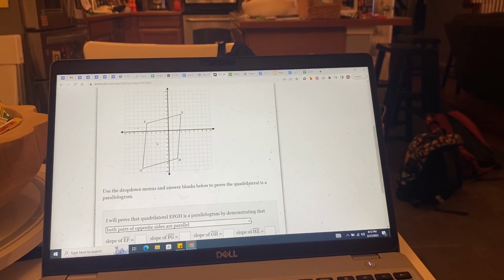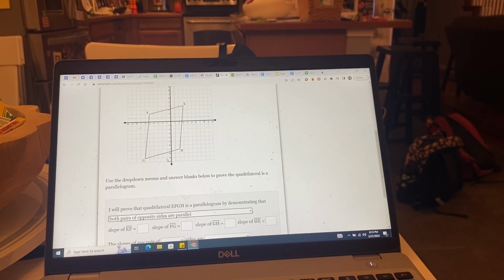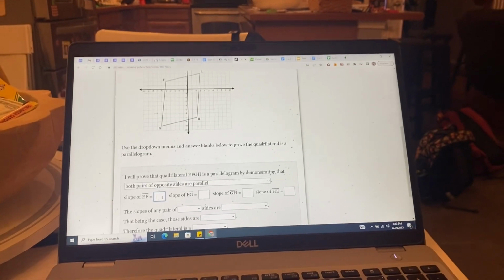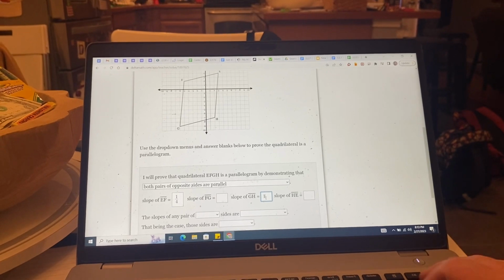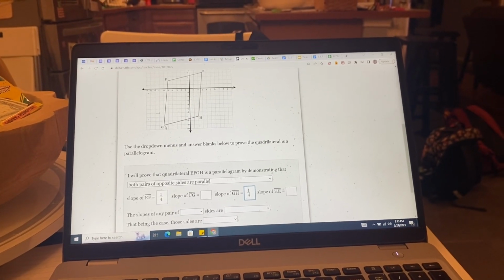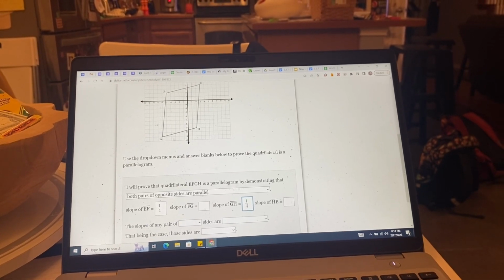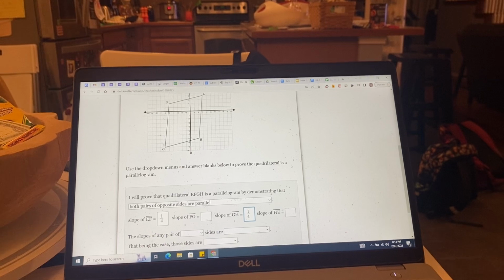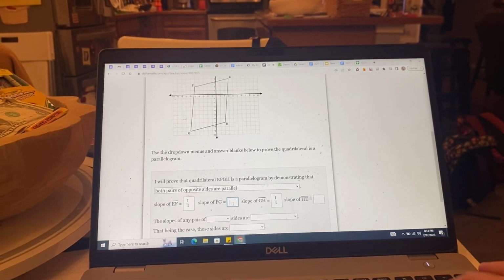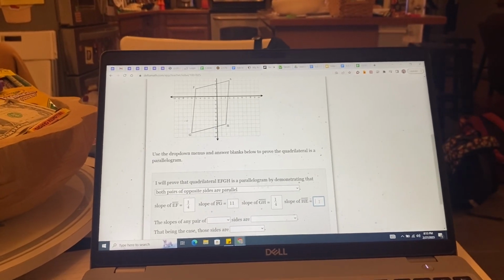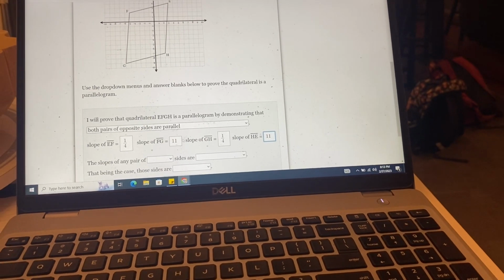So it asks me for the slope of EF. This is the one where I went up 2 and over 8. Up 2 over 8 is going to be a slope of 1/4. For GH, that's going to have that same slope of 1/4. Up 2 over from -6 to 2, yeah, that's 8. Okay. For FG, my slope is up 11 over 1, and 11 divided by 1 is just 11. So I can put 11 there and 11 there. Make sure you're putting the correct slope with the correct side.